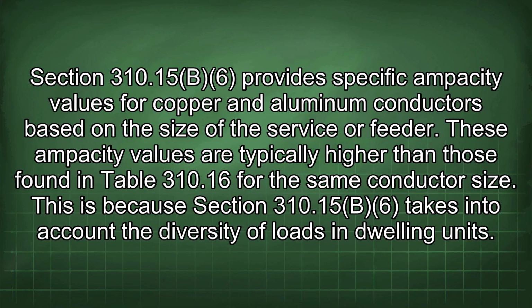Section 310.15(B)(6) provides specific ampacity values for copper and aluminum conductors based on the size of the service or feeder. These ampacity values are typically higher than those found in Table 310.16 for the same conductor size. This is because Section 310.15(B)(6) takes into account the diversity of loads in dwelling units.